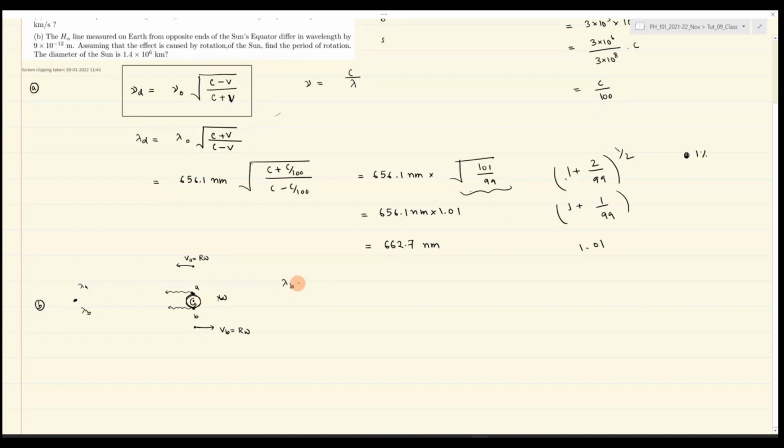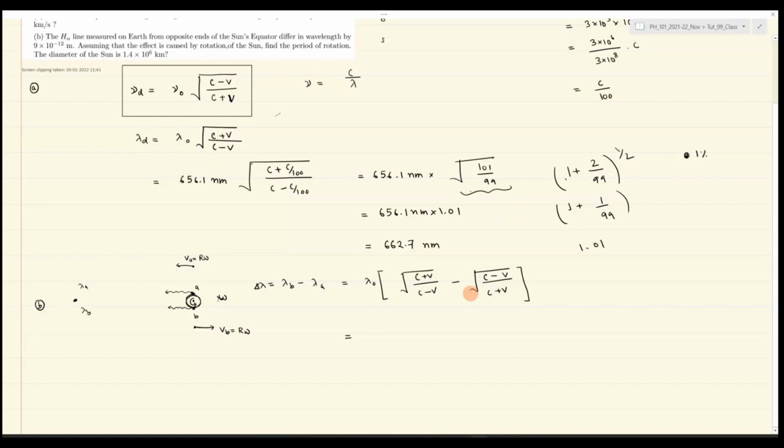So let us find the difference in wavelength, lambda B minus lambda A. It will be lambda 0 times, same as the going away formula, square root of C plus V by C minus V, minus. Now if it comes towards us, then in place of V we will write minus V. This is our delta lambda observed from Earth.